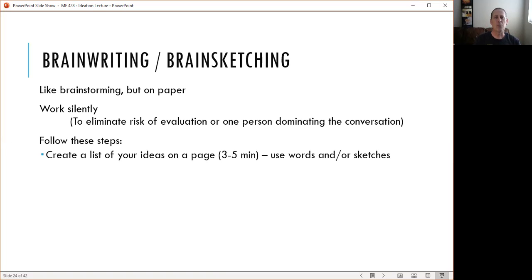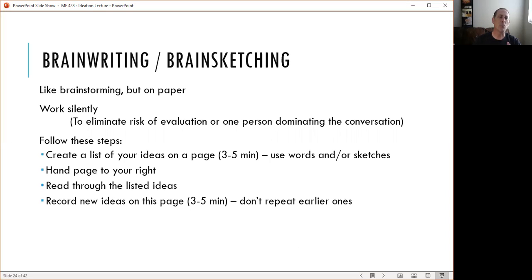So here's the process. Whether you're using a page or a Jamboard sheet or whatever, start just listing out your own ideas. Use words, use sketches if you can. After 3 to 5 minutes, so keep that relatively short, hand your page to someone else. So if it's online, you just switch which page you're looking at. And then you're going to get a new page. You read through the ideas or skim over the sketches or whatever, and then take 3 to 5 minutes to record any new ideas you come up with. Don't repeat the ideas you already wrote down. That's not the point of this, right? We want new ideas, not just repeating old ideas.